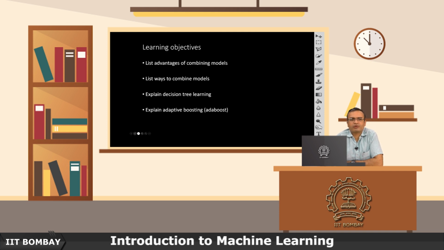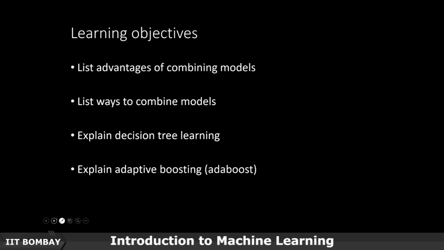So the objectives will be, we'll look at the advantages of combining different models. We will also look at different ways of combining models, and within the combination of models there are two specific algorithms that we will talk about. One is the decision tree learning and the other is adaptive boosting or AdaBoost.